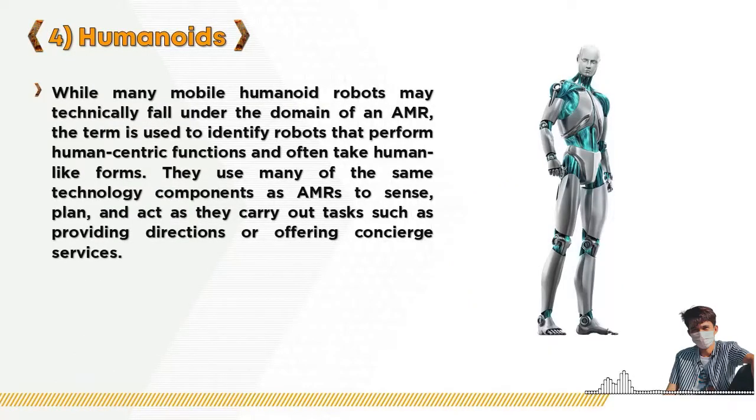While many mobile humanoid robots may technically fall under the domain of AMRs, the term is used to identify robots that perform human-centric functions and often take human-like forms. They use many of the same technology components as AMRs to sense, plan, and act as they carry out tasks such as providing directions or offering concierge services.